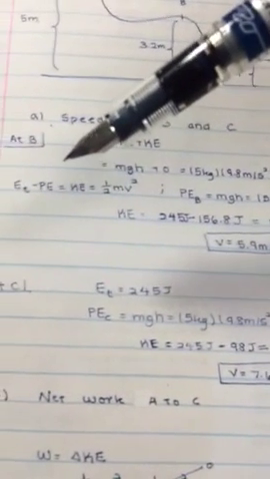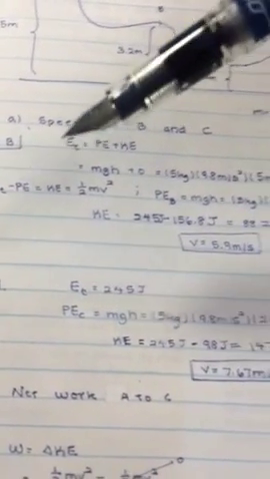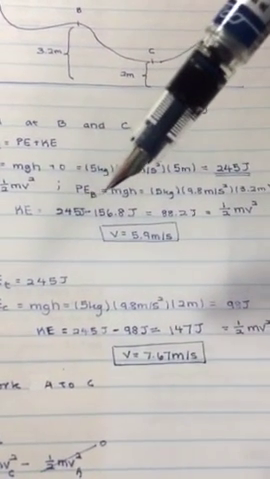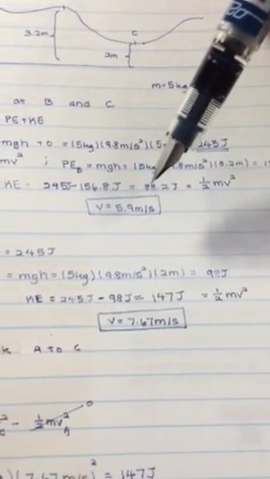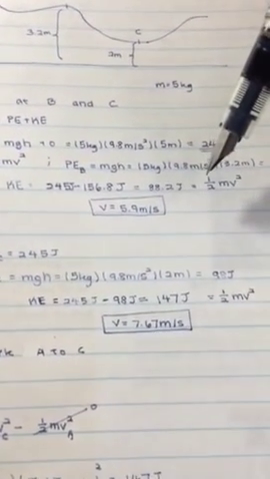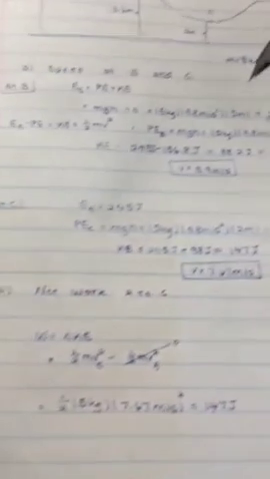To find kinetic energy, we subtracted potential energy from total energy, so we get 245 minus 156.8, which was from here, to get 88.2. Setting it equal to 1/2 mv squared, we can solve for v and get 5.9 meters per second.